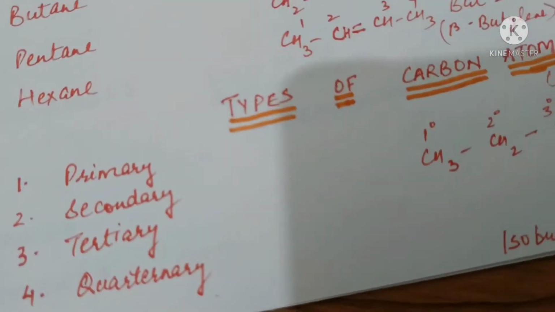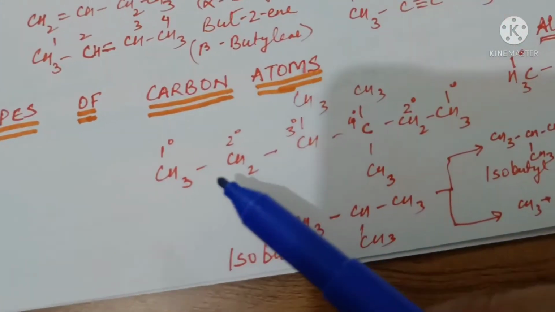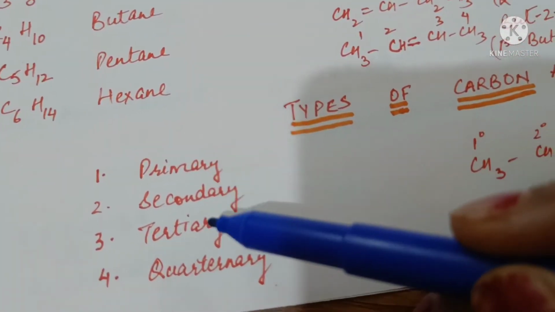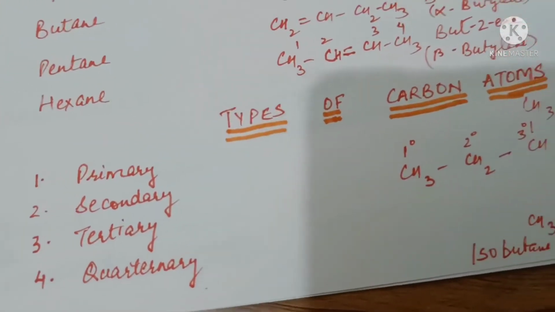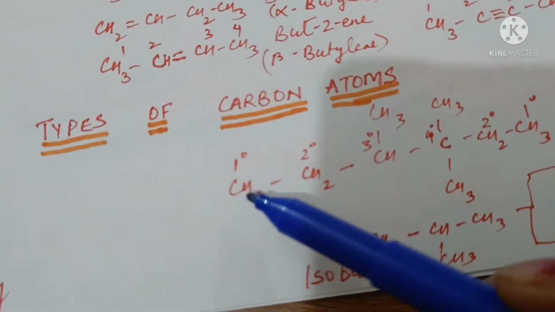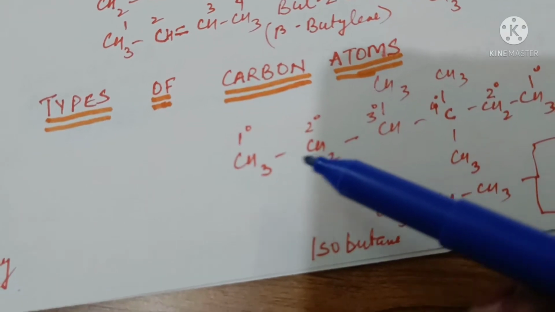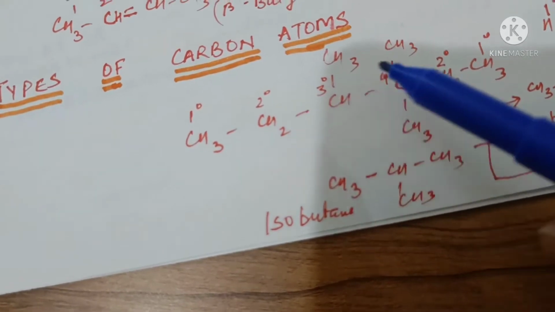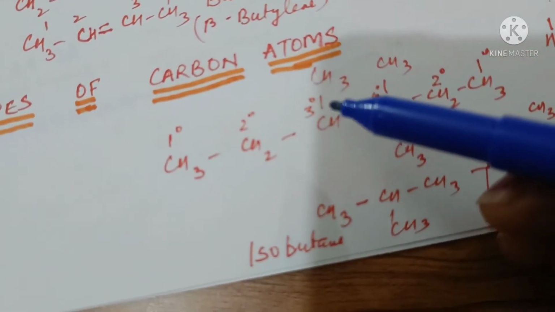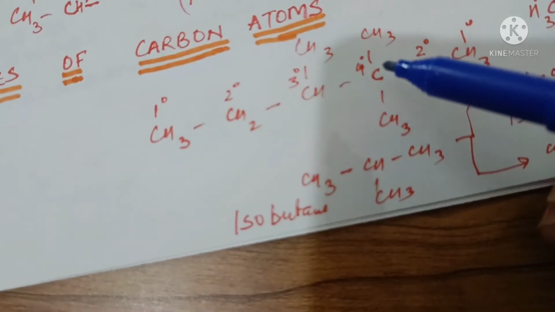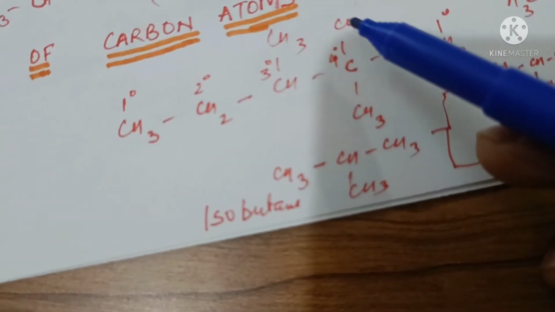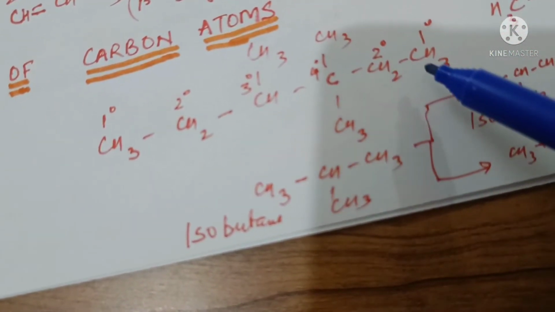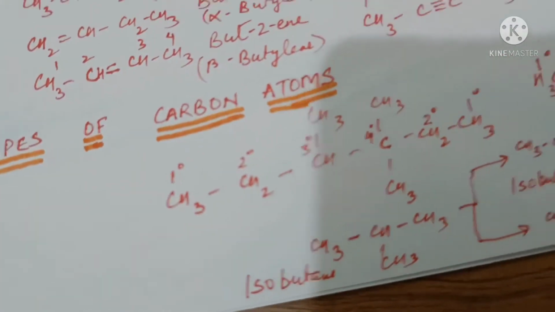The carbon atoms, depending upon the number of carbon atoms to which a particular carbon atom is attached, can be categorized into primary, secondary, tertiary, and quaternary carbon atoms. For example, this carbon is attached to only one more carbon atom, so it's primary carbon. This one is attached to 2, so it's secondary carbon atom. This is 3 degree or tertiary carbon atom because it's attached to 3 carbon atoms. This one is 4 degree because it's attached to 4 carbon atoms. This is secondary because it's attached to 2, and this is primary carbon atom.